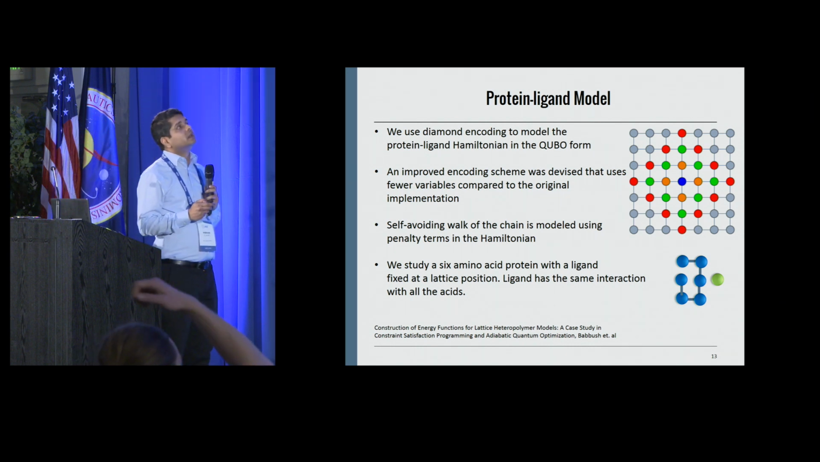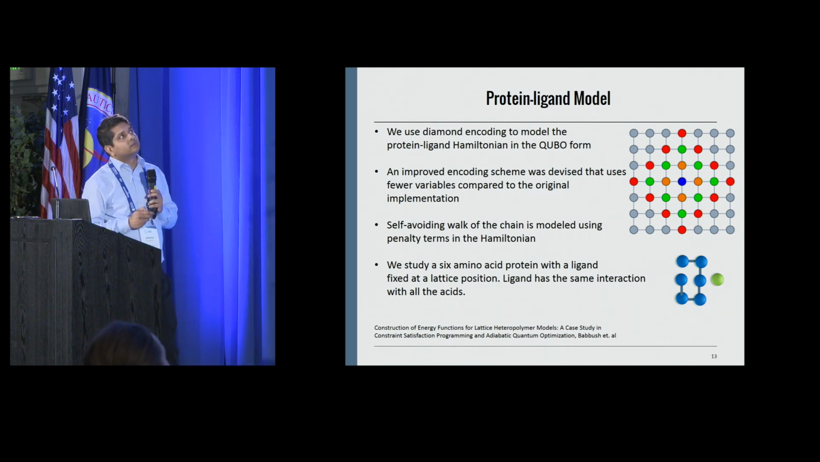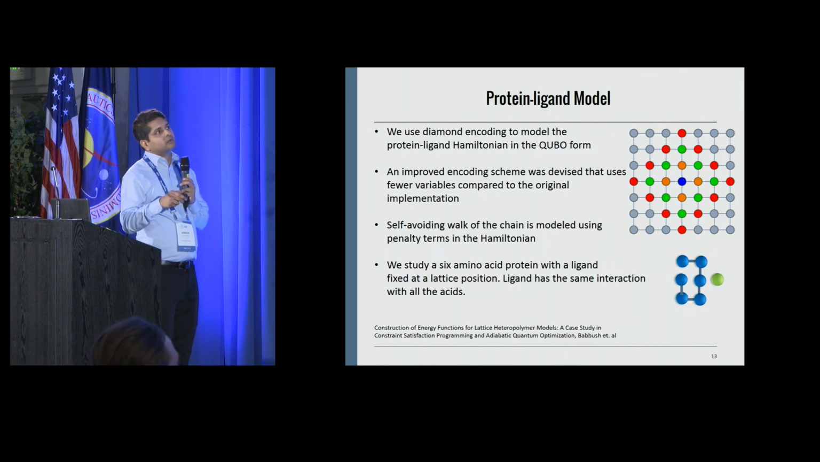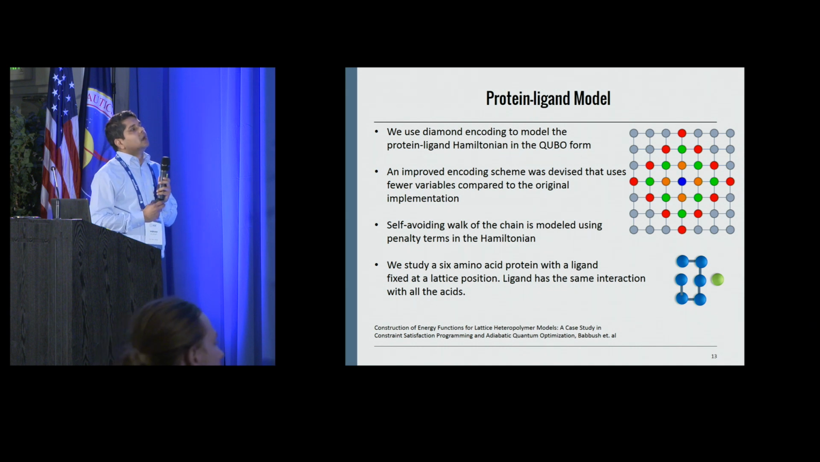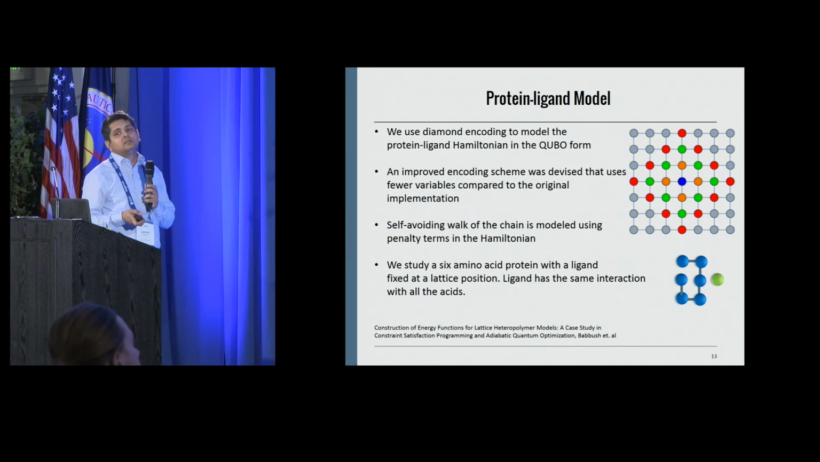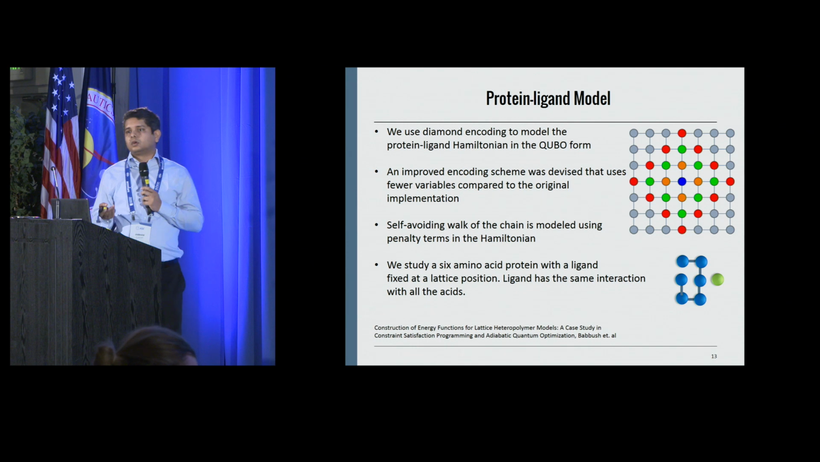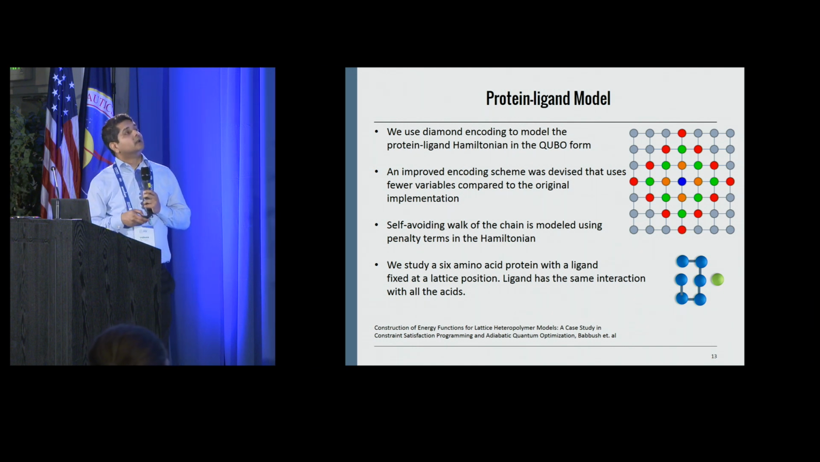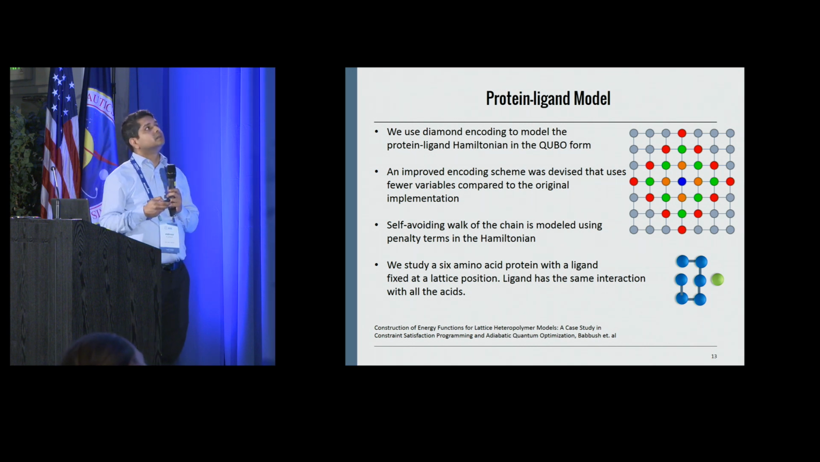So what we have done in this work is devise an improved encoding scheme. This version uses fewer variables compared to what was proposed in the paper by Babbush et al. Now, as you can imagine, if there is a protein chain, it should not overlap, it should interact with the acids, and the chain should not be broken, and that's called a self-avoiding walk. That is modeled by introducing penalty terms to the Hamiltonian.